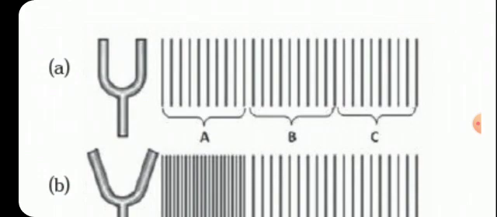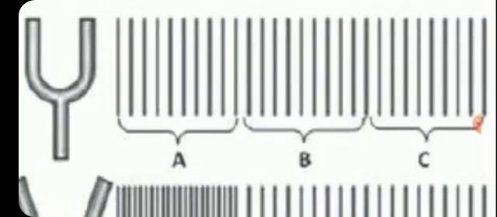Figure 15.2a shows a stationary tuning fork. To show the state of air around the tuning fork, vertical lines are used. Here the vertical lines are equally spaced. It indicates that the average distance between the air molecules is the same everywhere and the average air pressure in three regions A, B and C is also the same. So children, have you understood?